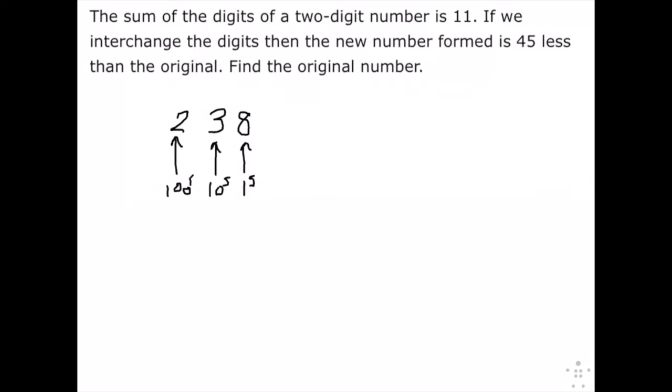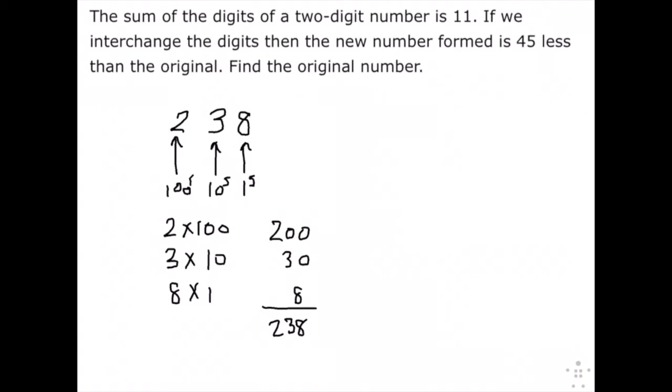Now, what does this mean? How do I figure out the value of this number? I'm really taking 2 times 100, and I'm adding to it 3 times 10, and I'm adding to that 8 times 1. So I get 200, 30, and 8. I add them up, I get 238. That's really what I'm doing. These numbers aren't 2, 3, 8 next to each other. It's 238 because this is the hundreds, this is the tens, this is the ones.